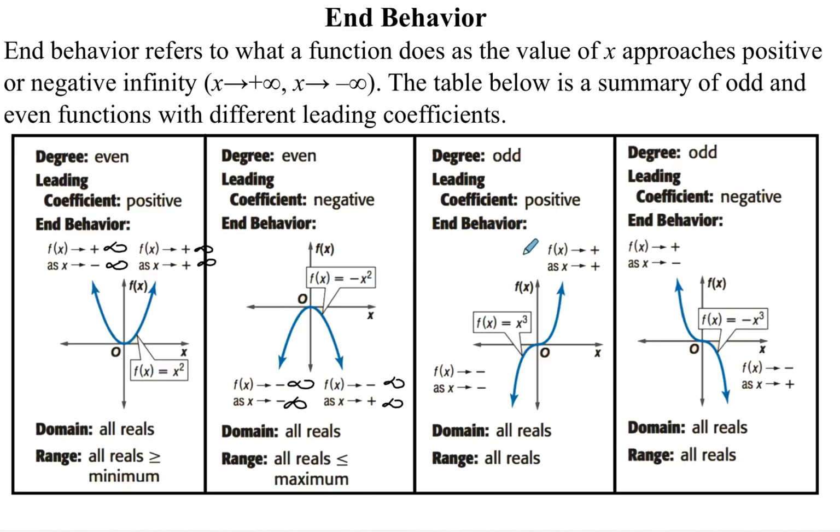And then an odd degreed polynomial, as x gets more and more positive, the function goes to positive infinity. And as x gets more and more negative, the function also goes to negative infinity. And then lastly, the leading coefficient being negative for an odd function. As x goes to positive infinity, the function goes to negative infinity. So we can add our infinity signs in here. And then as x goes more and more negative toward negative infinity, the function's going more positive to positive infinity.